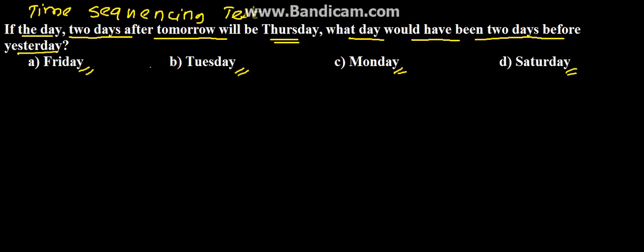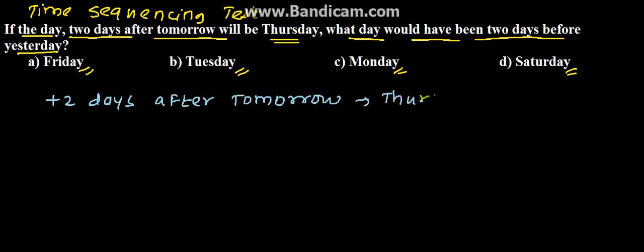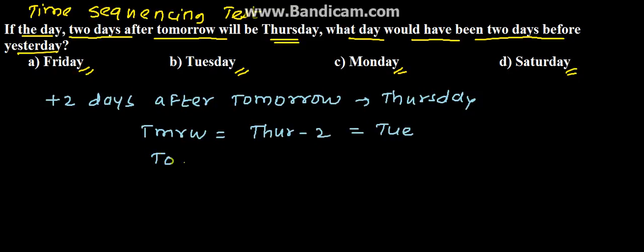So if we read the question carefully, we have been given 2 days after tomorrow is Thursday. So that is plus 2 days after tomorrow. After tomorrow is given to be Thursday. So tomorrow will be Thursday minus 2, that is Tuesday. So tomorrow is Tuesday, that means today will be Monday. So we have derived today is Monday.